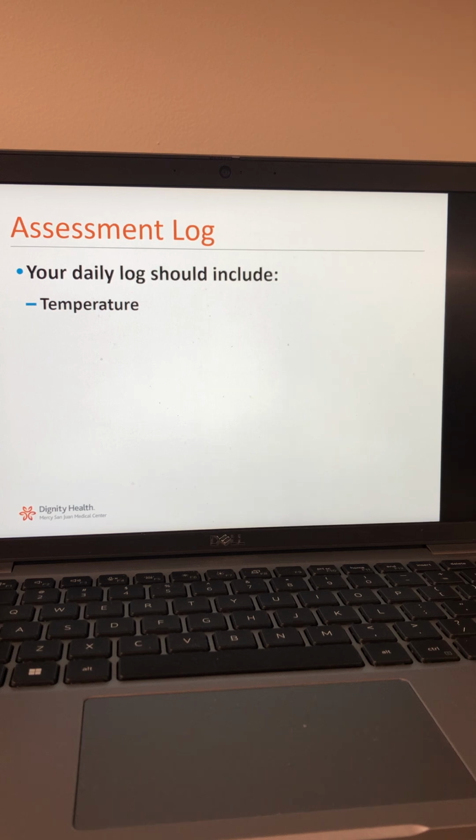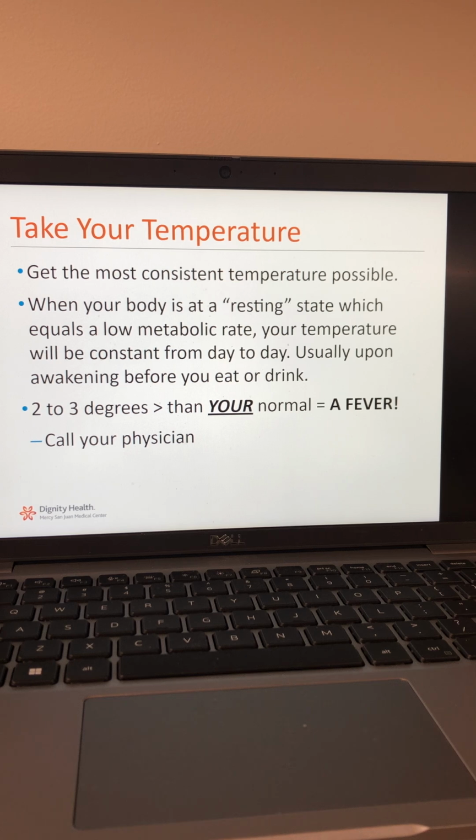So your daily log should include your temperature. You want to get the most consistent temperature possible when your body is at a resting state, which equals a low metabolic rate. Your temperature will be constant from day to day. It's usually upon awakening before you eat or drink. 2 to 3 degrees greater than your normal is a fever, and you should call your physician.